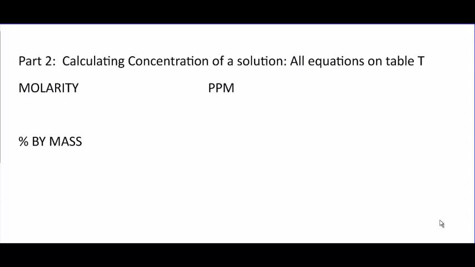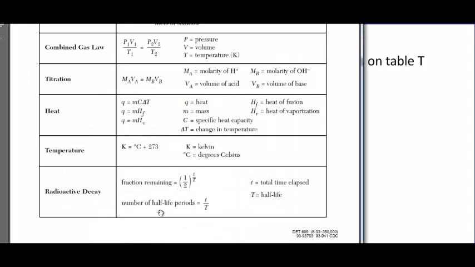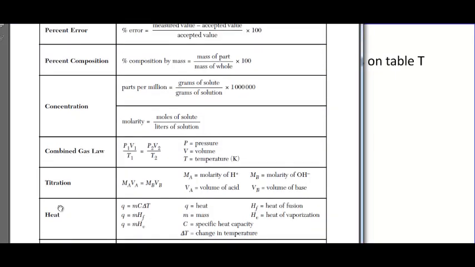But in our last review, we didn't get to the most important, I don't know if it's the most important part, but it is certainly highly tested about solutions. You need to know how to calculate the concentration of a solution. Okay, all of these equations are given to you in that infamous Table T.